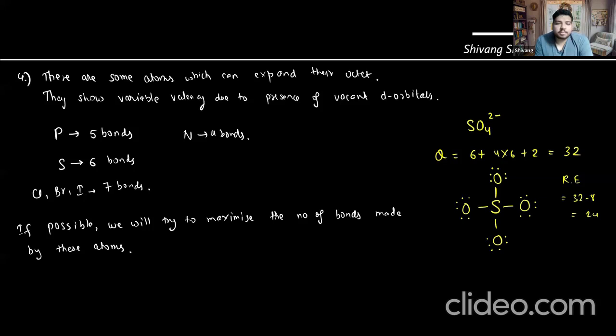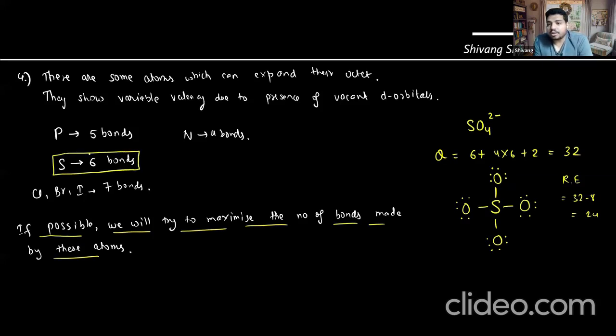But here comes the main part. You would think that sulfur is also done. The outermost shell of the sulfur is completed. It has 8 electrons, but no, that is where the statement comes into play. If possible, we'll try to maximize the number of bonds made by these atoms. You have to remember that sulfur can make 6 bonds, and if possible, we'll try to make 6 bonds.